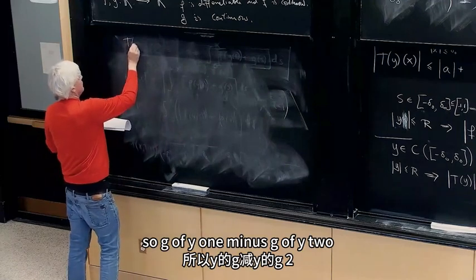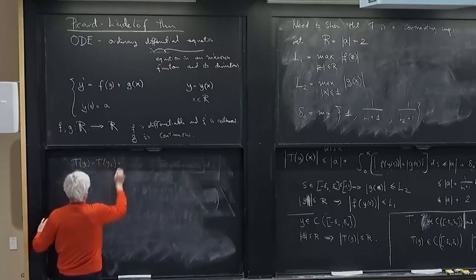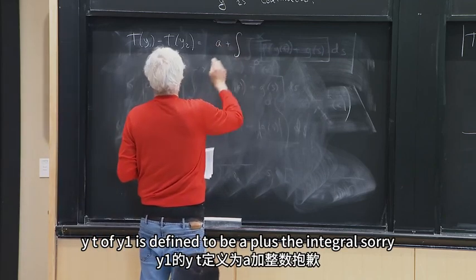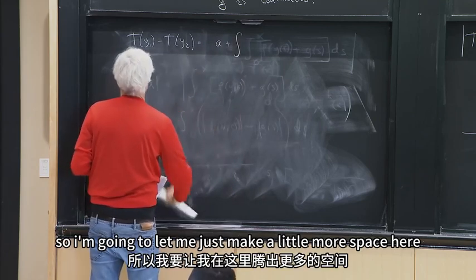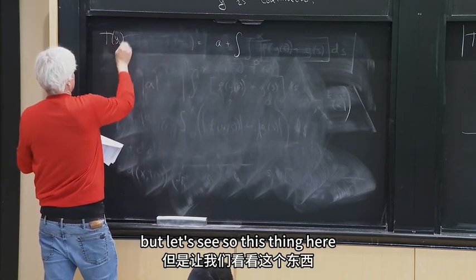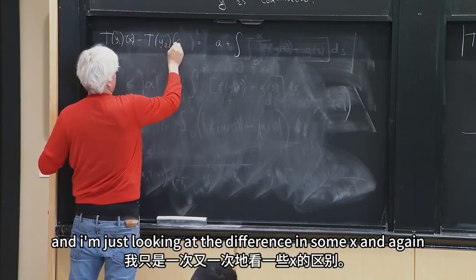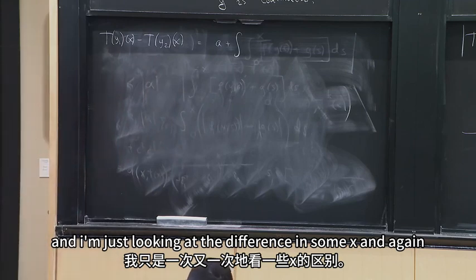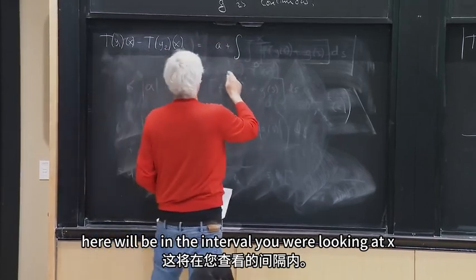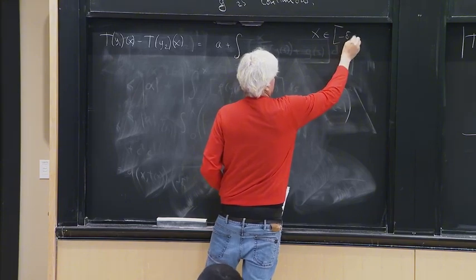So T of y1 minus T of y2. This thing here, T of y1, is defined to be a plus the integral. Let me make a little more space here. I worry I'm running out of time, but let's see. So this thing here, minus T of y2, and I'm just looking at the difference at some x, where x will be in this interval.